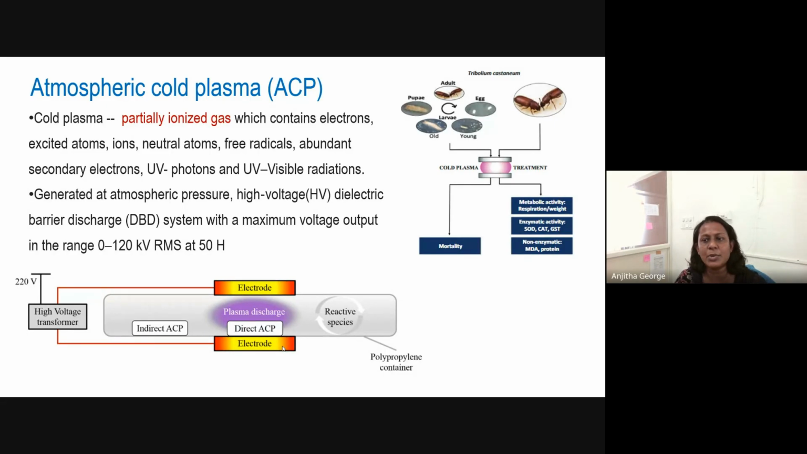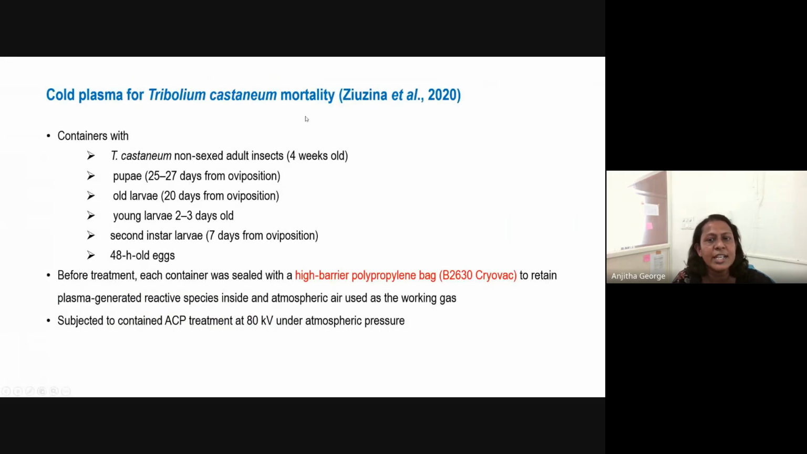Just one example I would like to show you is a study conducted in 2020, where they took small containers, and the insect selected was Tribolium, the red flour beetle. They took the different stages: adult, pupa, larva and egg. All the different stages were taken.